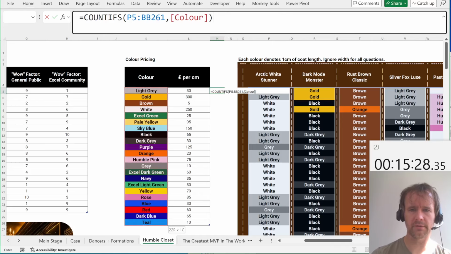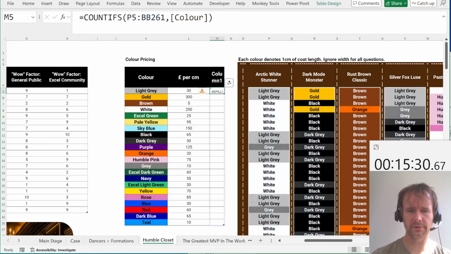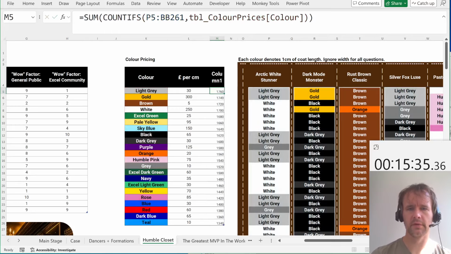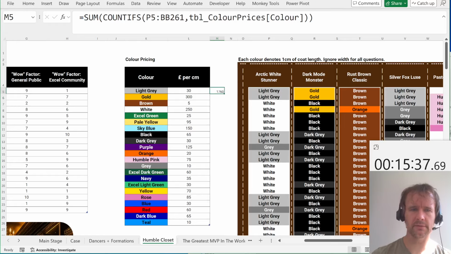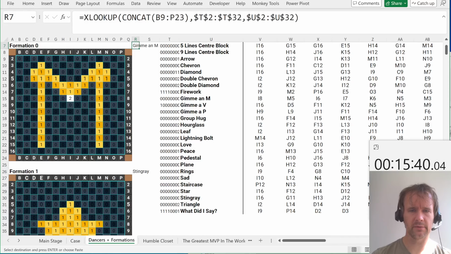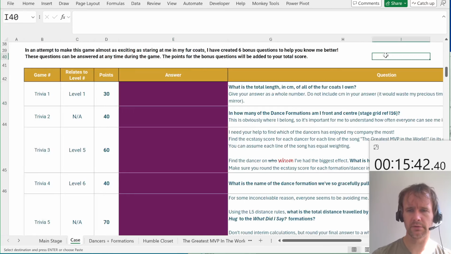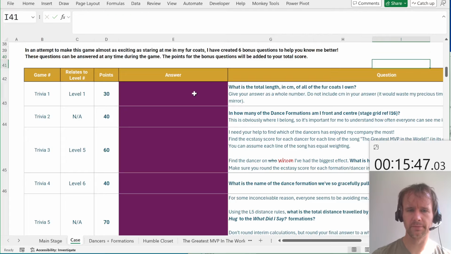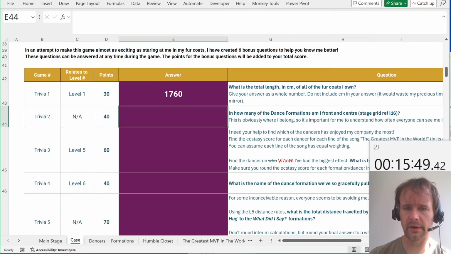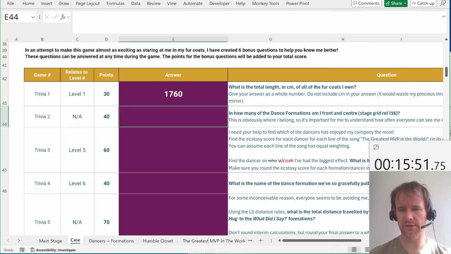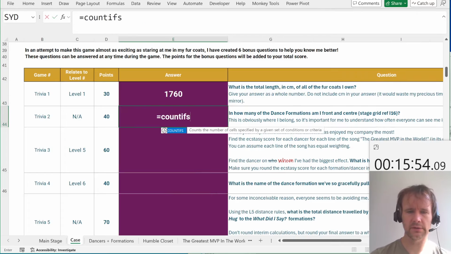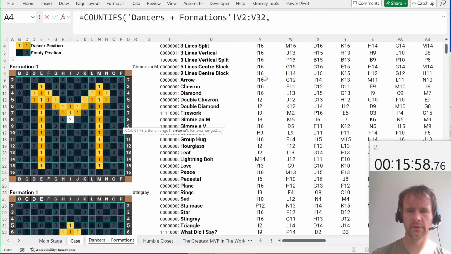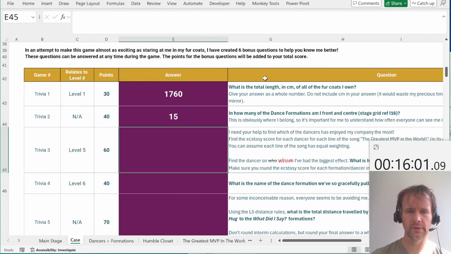Oh, and this part of the table, I don't want this to add to the table. If I just hit undo, that should be fine. There we go. And then some. Stop adding it to the table. Thank you. Okay, then we can cut this, bring it over here, and then that'll add the sheet name, and we can bring it over here. Okay, and how many of the dance formations am I front and center? Stage grid ref I16. That's easy. Count ifs. Here. I16. A lot of them.